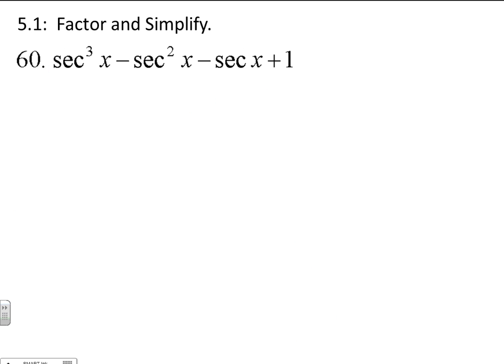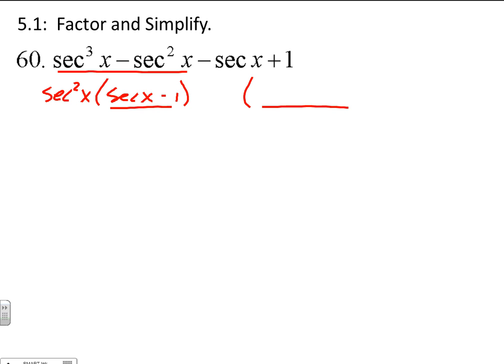Okay, factor and simplify. Almost wish they wouldn't have said factor. One thing I would never do on this problem is turn things into cosines. We're already in a single trig function. That's as good as it gets. It doesn't matter which of the 6. But they say factor, and we're going to factor by grouping. I'm going to take out a secant squared of x out of the first 2 terms, giving me secant x minus 1.